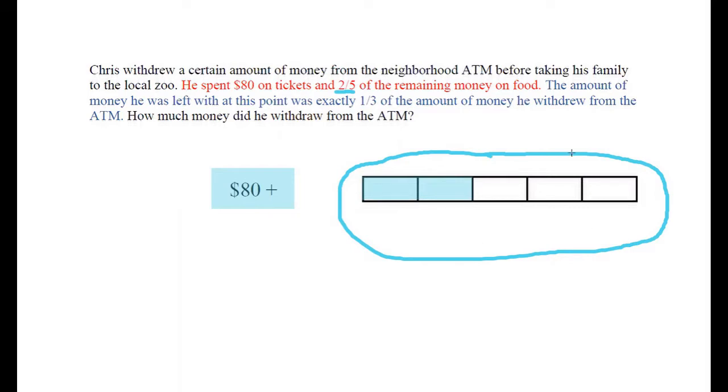Then let's read the blue portion of the sentence. The amount of money he was left with at this point was exactly one-third of the amount of money he withdrew. So at this point, he was left with this much.